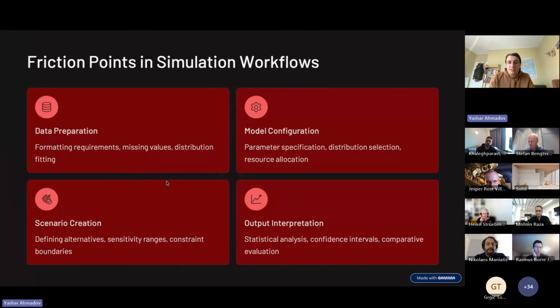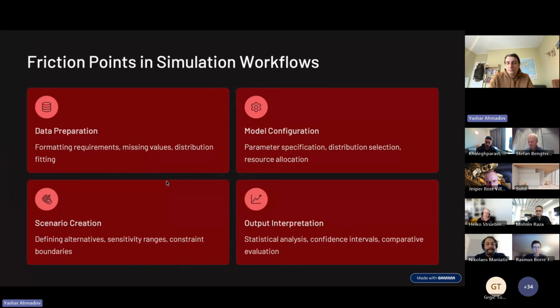Scenario creation. What are the alternatives? What are the sensitivity ranges? What are the constraint boundaries? How do we actually create those scenarios? This is also a topic of discussion where people come together and talk and discuss. Okay, we're going to test this scenario, and these are the levers that we're going to manipulate or change.